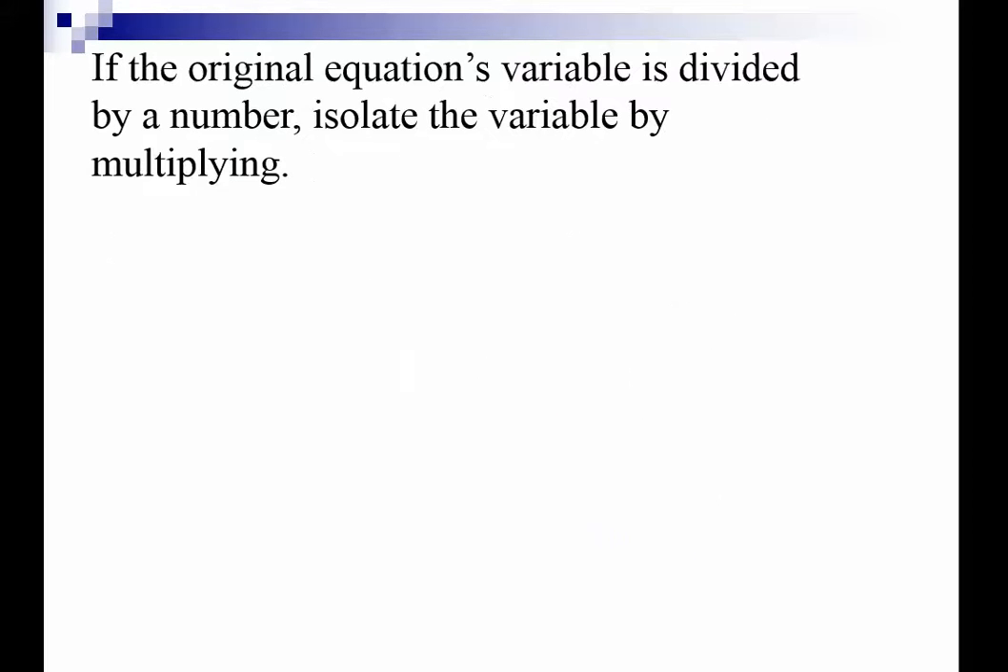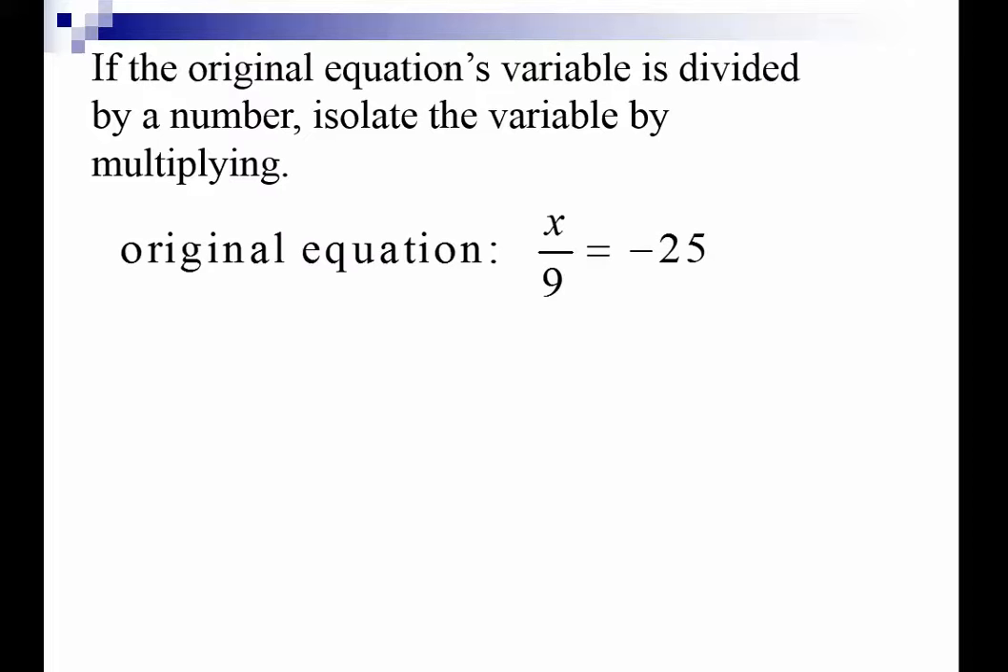Okay, if the original equation's variable is divided by a number, isolate the variable by multiplying. So sometimes the relationship is one of division. So this is x divided by 9 equals negative 25. I'll actually show you their work first. How are we going to get rid of that divided by 9? Well, we're going to do the opposite. Instead of divided by 9, we're going to multiply by 9. And whatever we do to one side, we do to both sides. So we're going to multiply by 9 on the left, and we're going to multiply by 9 on the right.